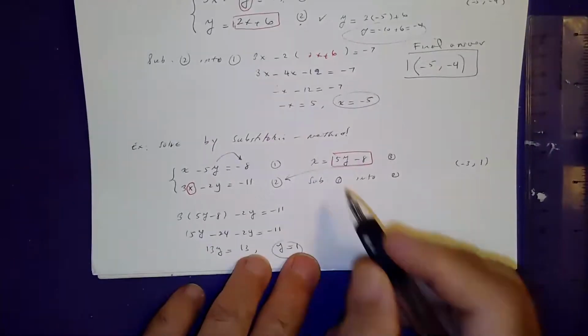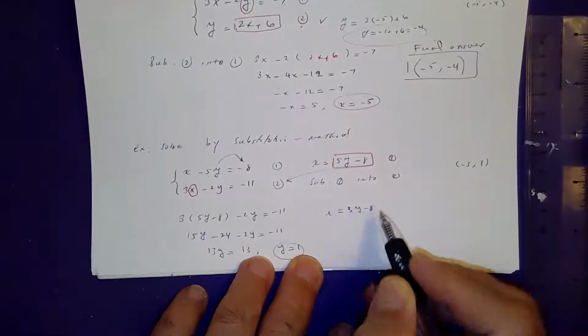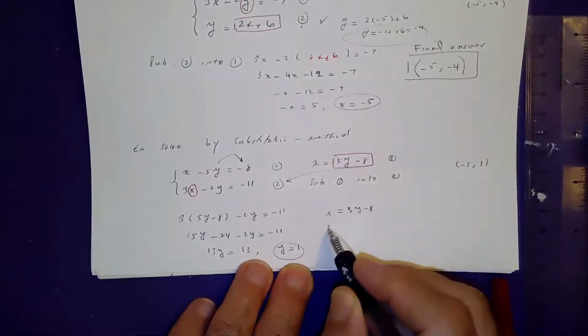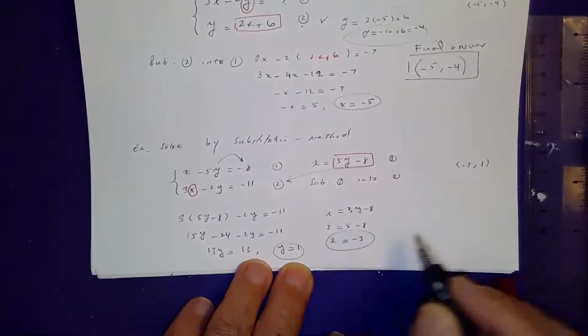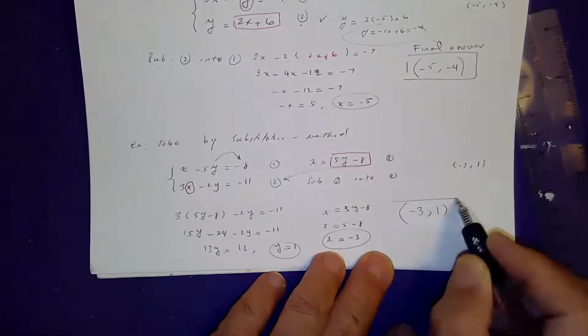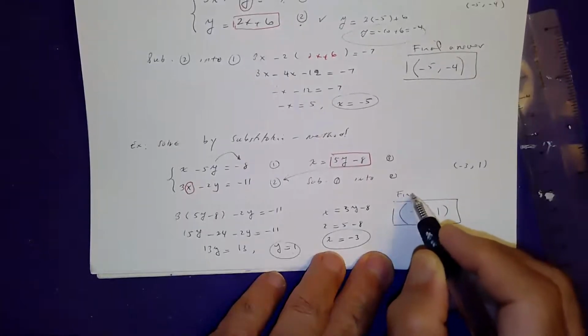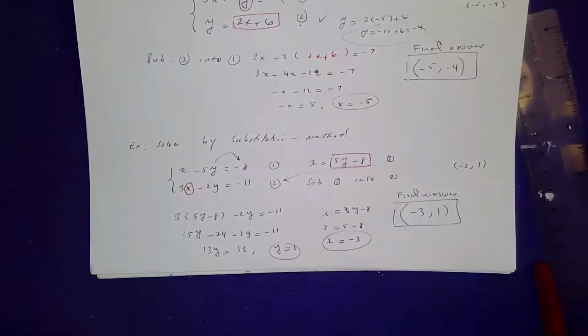So now go back to equation number 3 because that's the one you solved for x. Replace the y with 1. So lo and behold, x is equal to -3. So the solution is -3 comma 1. Final answer. Notice the answers should show up as an ordered pair. Do you see it?